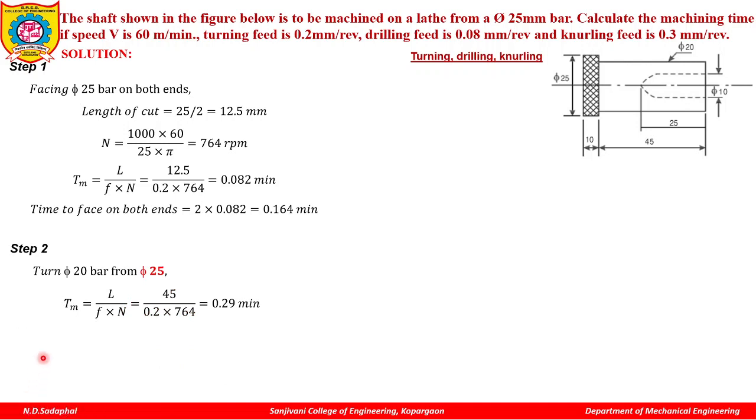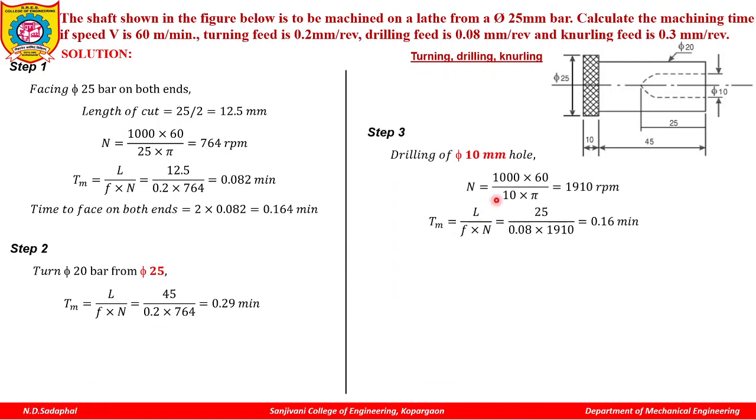Now next, for the turning process we have to calculate. For time for the turning process, L upon F into N. You have to convert this 25 mm bar into 20 mm for 45 mm length. So length is 45 upon F. We know F is 0.2, this 0.2 into 764 RPM. RPM is the same for turning and facing. So we'll get this time 0.29.